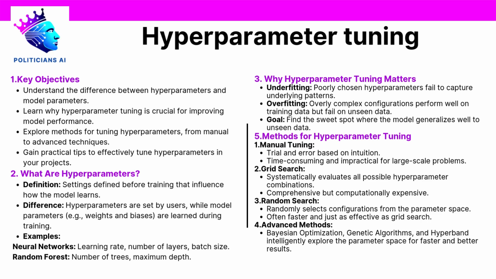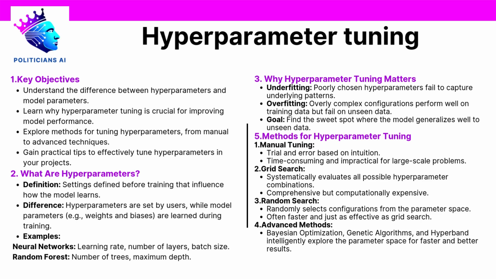Well, tuning these hyperparameters can be the difference between a model that predicts accurately and one that fails. Poorly chosen hyperparameters might cause your model to underfit, where it doesn't capture the underlying patterns, or overfit, where it performs well on training data but poorly on new data.